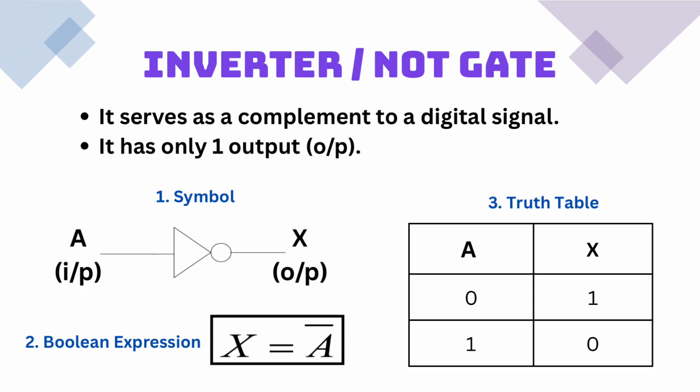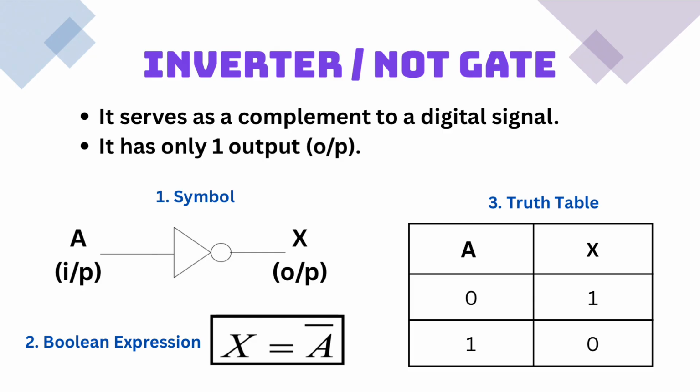Second is the Boolean expression. This is the mathematical way to describe the gate's function. It shows the relationship between the inputs and the output. And third, the truth table. This table lists all possible input combinations and the corresponding outputs. It's a way to show the behavior of the gate in every scenario.